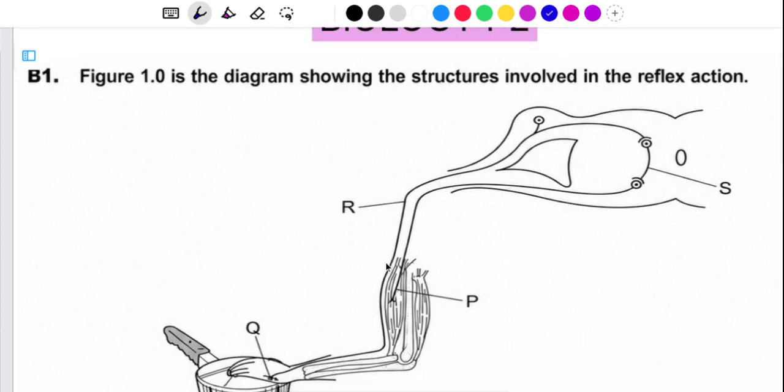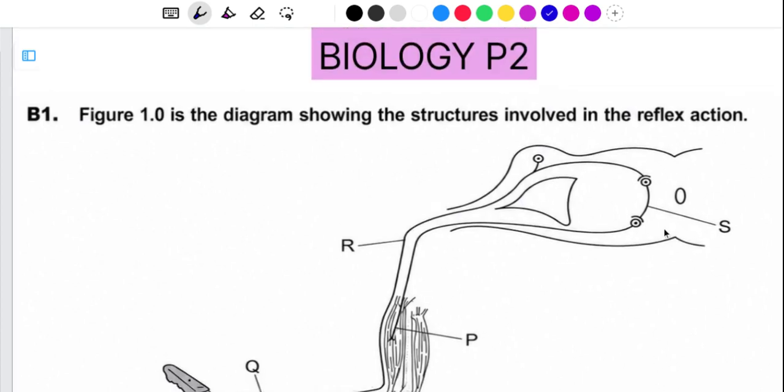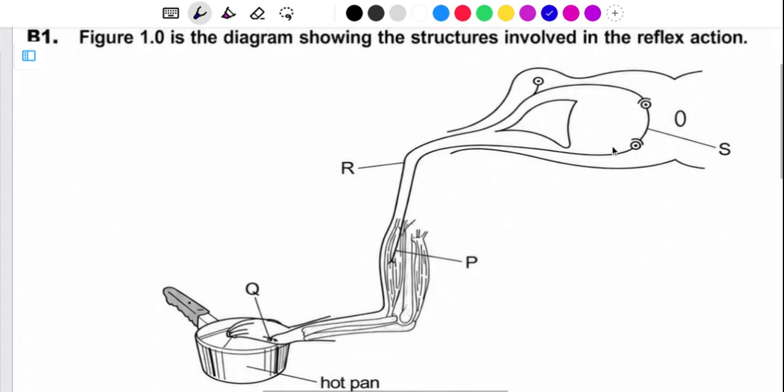Alright, so this question is focusing on coordination. Specifically, we are talking about the central nervous system as well as the peripheral nervous system. Figure 1.0 is the diagram showing the structures involved in the reflex arc. So you have to understand and identify the type of reflex arc shown on this diagram here.